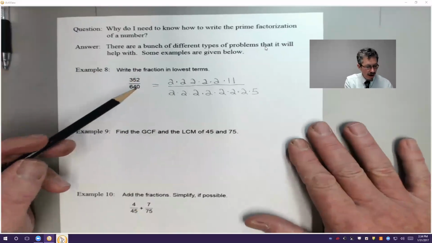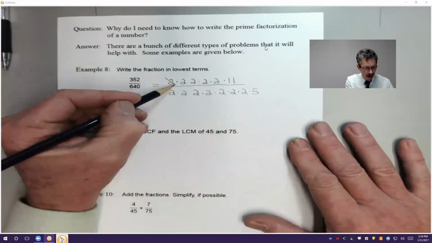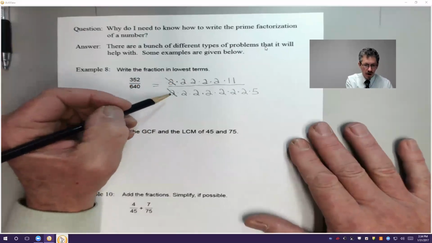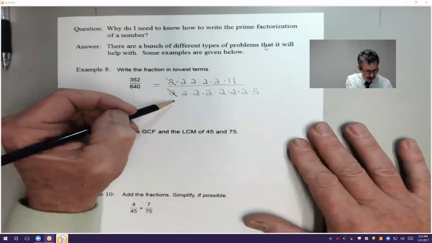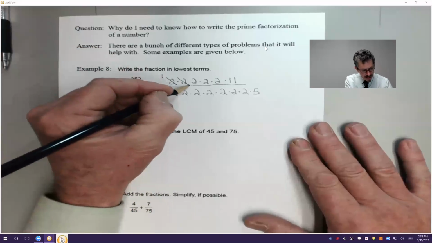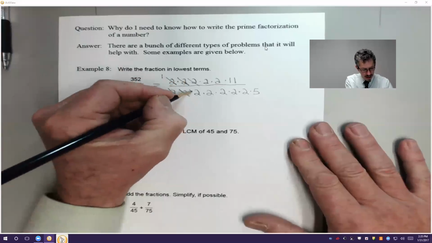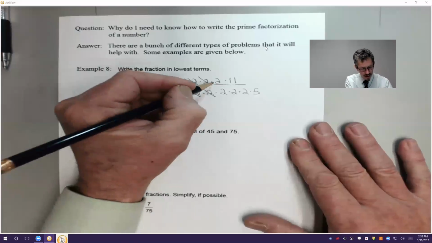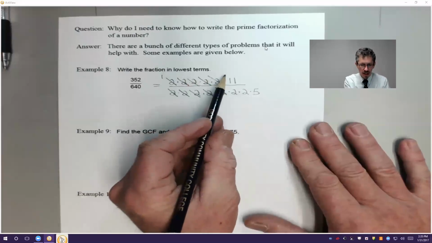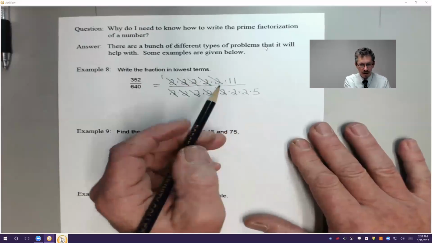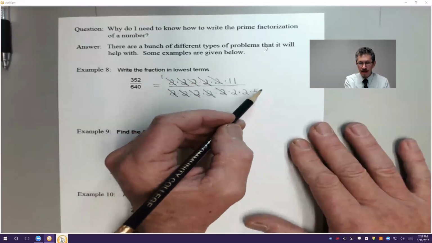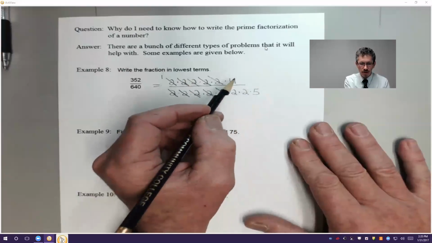Once you have this written out, cancel like prime factors 1 for 1. So I got a 2 both in the numerator and the denominator, so I'll cross that one out. It actually leaves a 1 when you do that. And then another set of 2's, and another, and another, and another. Now I still have more 2's down here, but no 2's in the top to cancel with it. No 11's in the denominator, and no 5's in the numerator. So this means we're done.